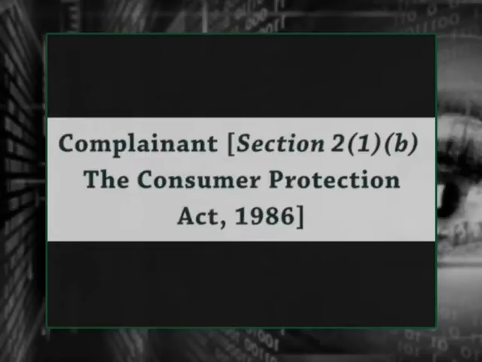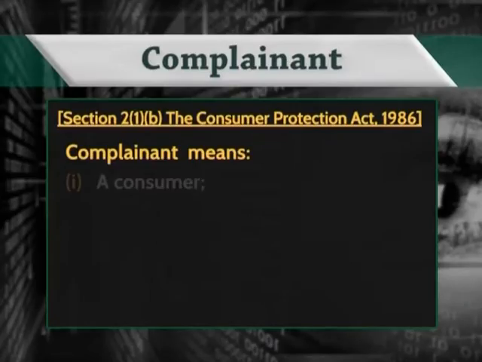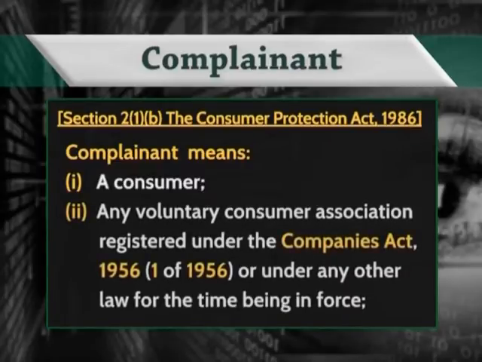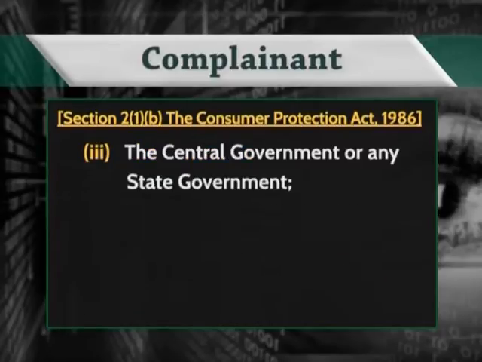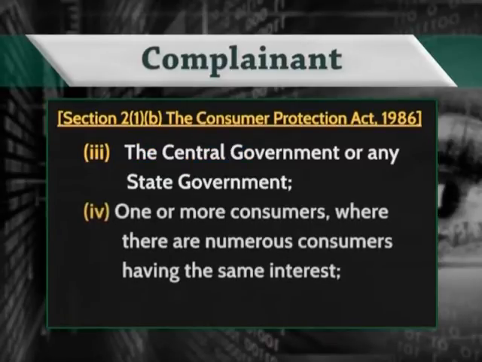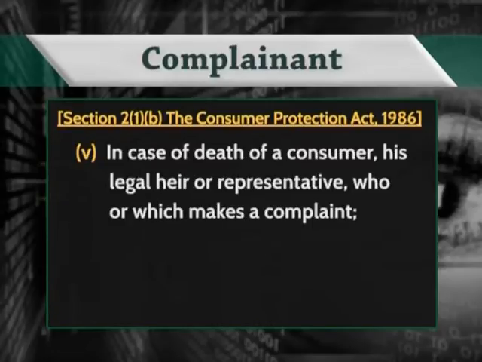Then we will discuss the complainant. Section 2(1)(b) of the Consumer Protection Act 1986 defines complainant as: a consumer; any voluntary consumer association registered under the Companies Act 1956 or under any other law for the time being in force; the central government or any state government; one or more consumers where there are numerous consumers having the same interest; and, in the case of death of a consumer, his legal heir or representative, who or which makes a complaint.